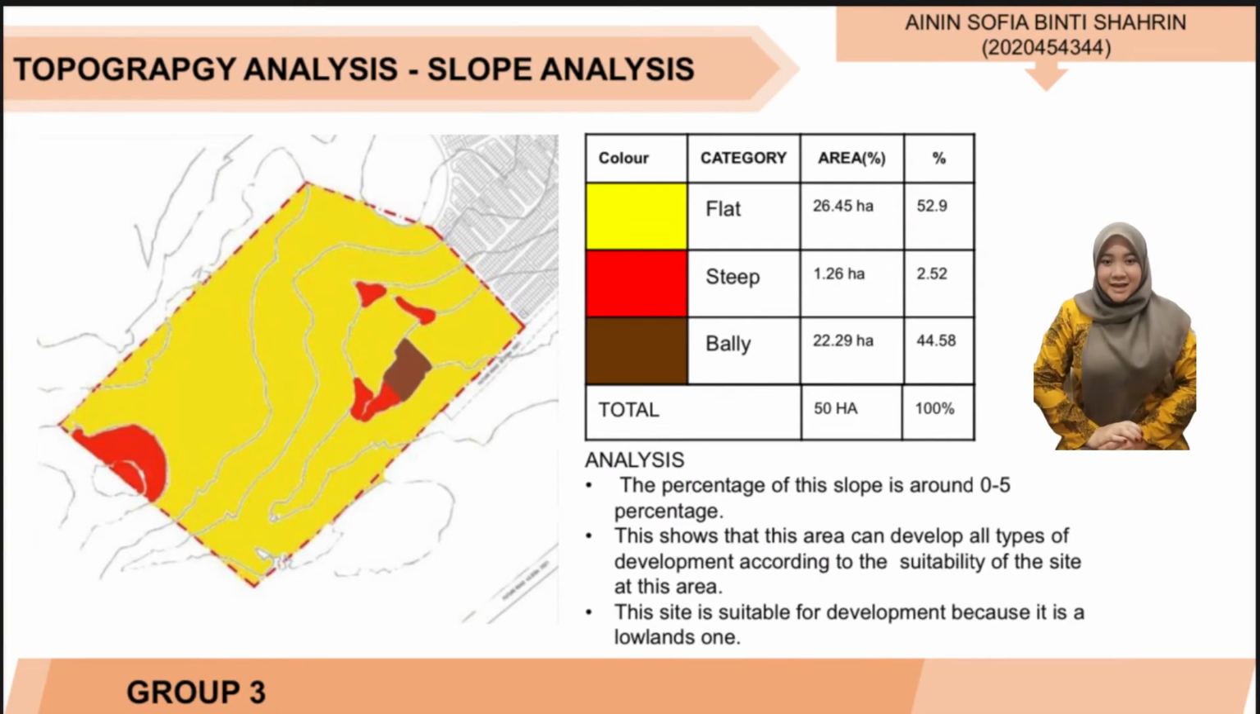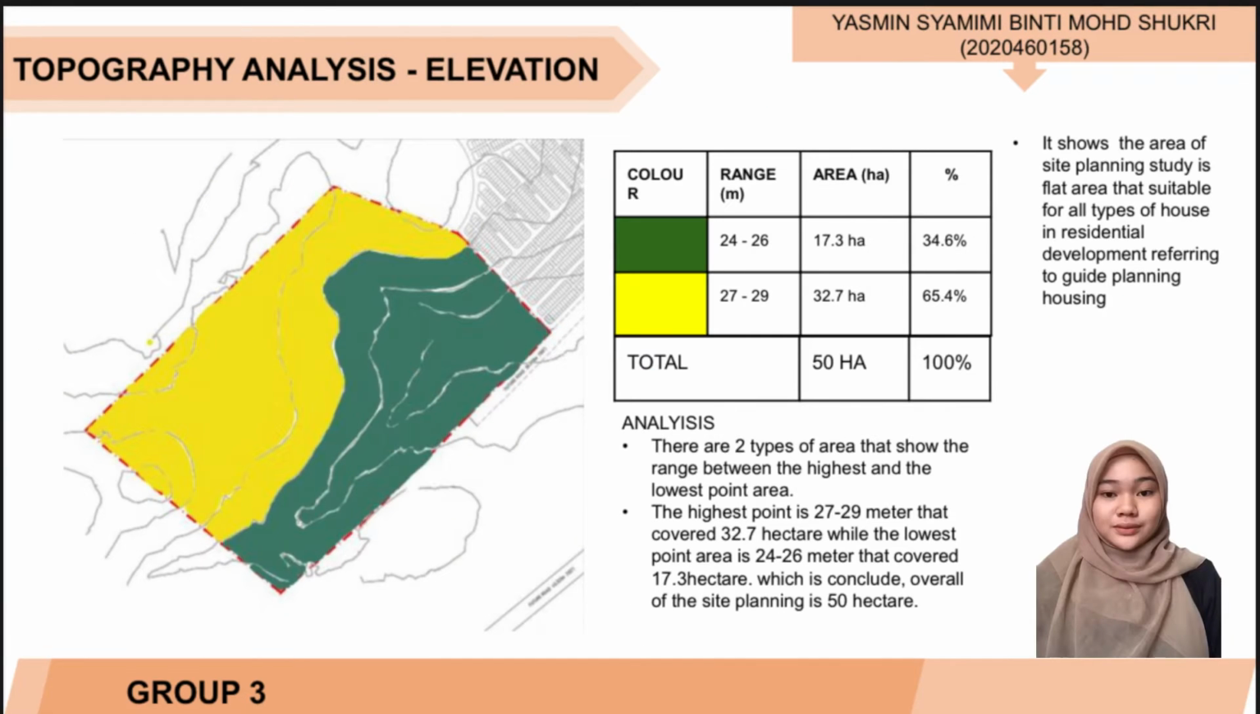Slope analysis. There are 3 categories of slope: flat, valley, and steep. In this slide, it shows that this area is suitable for developing a residential area. The reason I say that this site is suitable for residential area is because it is a low land, so it is suitable for all types of development.